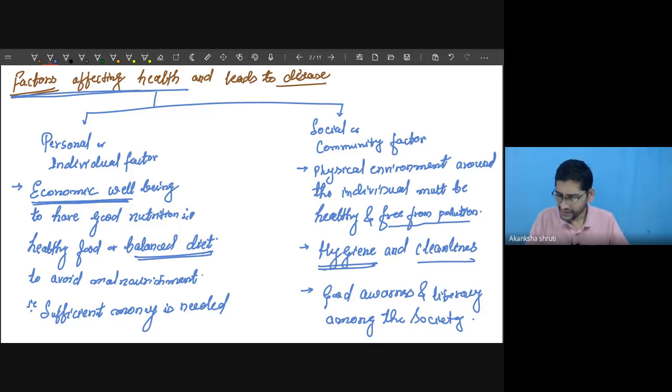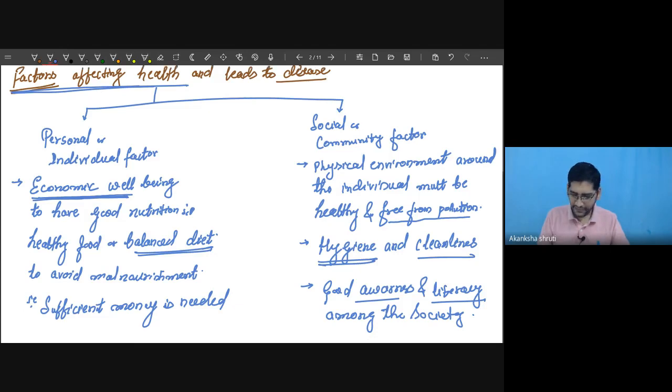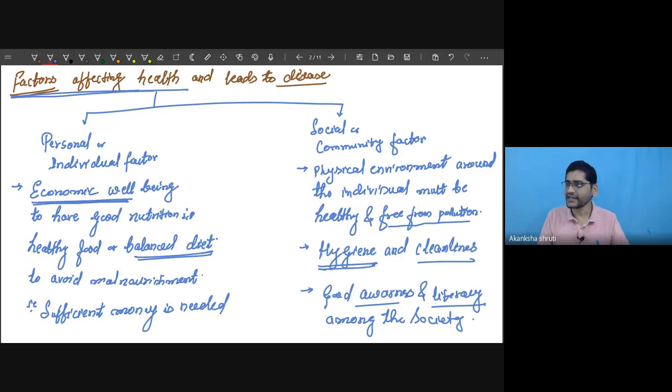Okay. So the physical condition is one important factor. Again, the next one is hygiene and cleanliness. The third one is your awareness and literacy. So these are the various factors. If all these factors are taken care of, then the person will be healthy. If these factors are not taken care of, then the person may fall ill. Okay, students?